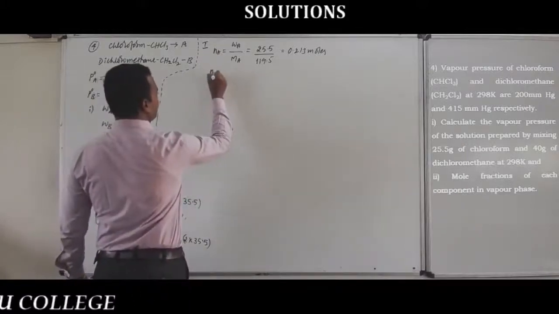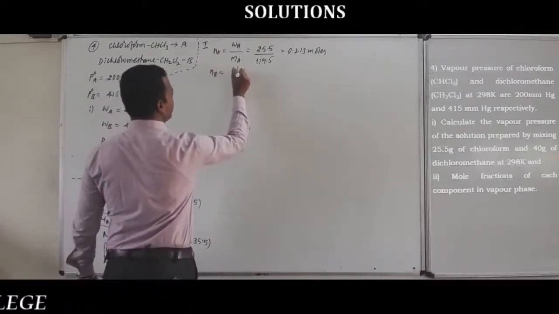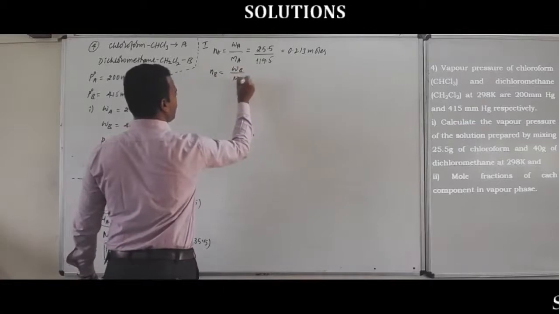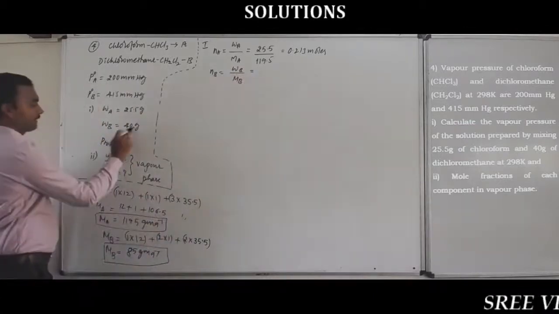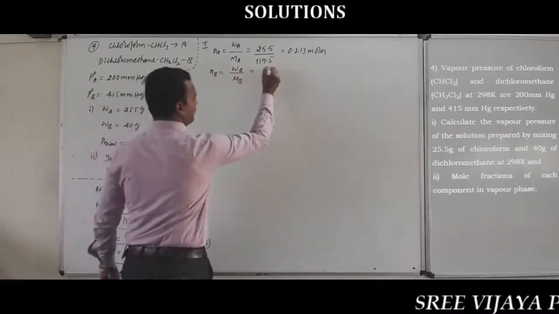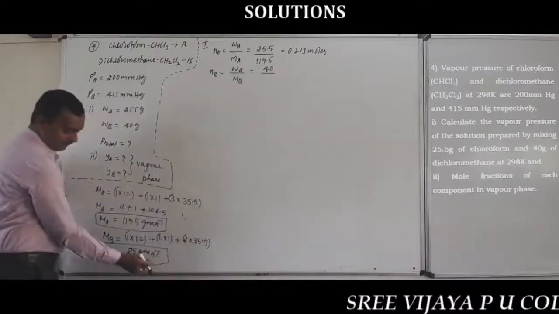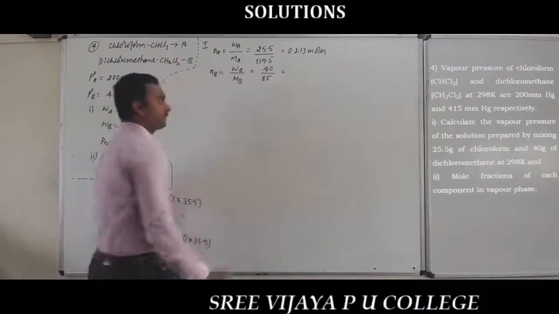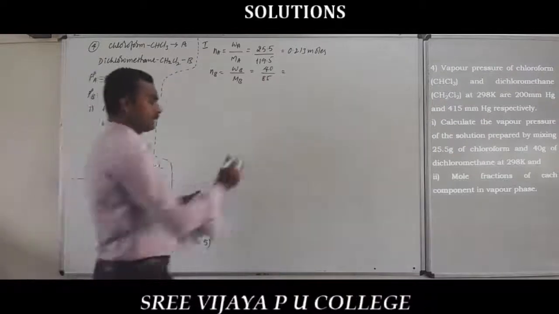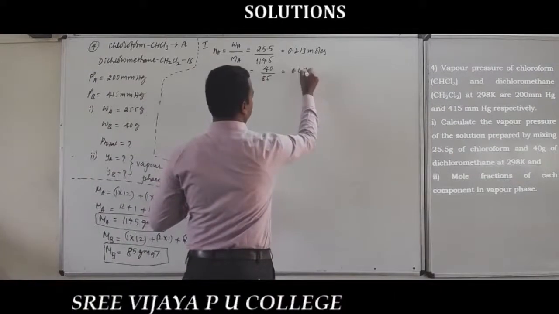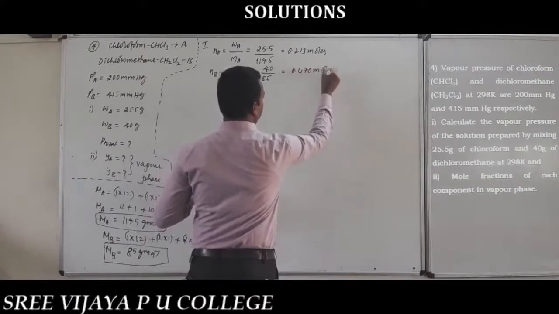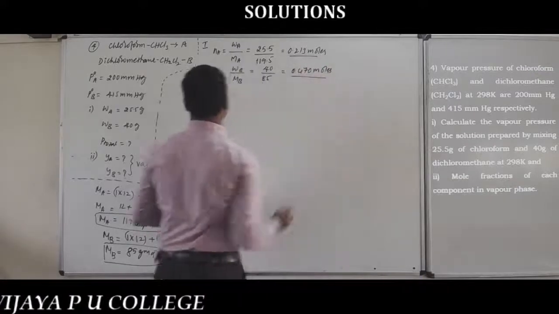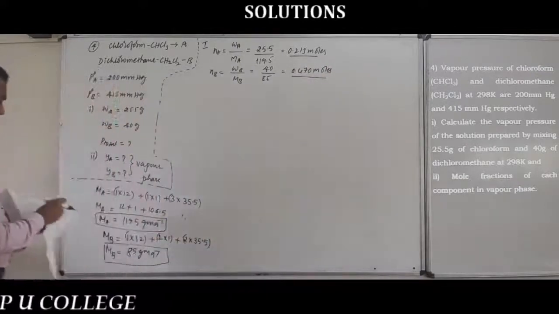Similarly, the number of moles of component B is equal to the mass of B divided by the molecular mass of B. The mass of B is given, that is 40 gram, divided by the molecular mass of B, that is 85 gram per mole. So gram cancels, the mole 40 divided by 85, that is 0.470 moles. That is the number of moles of component A and component B.